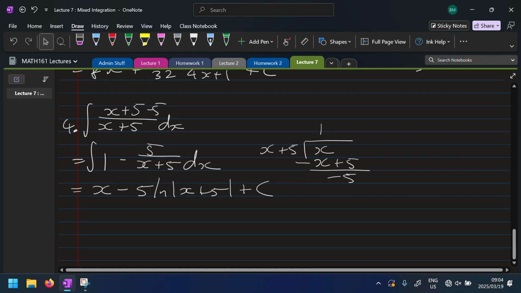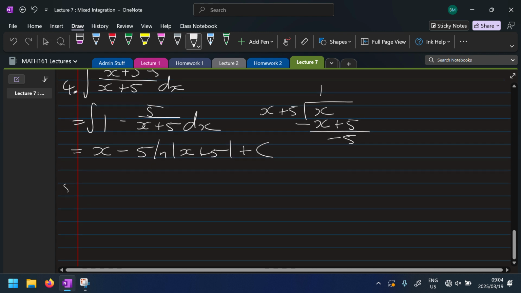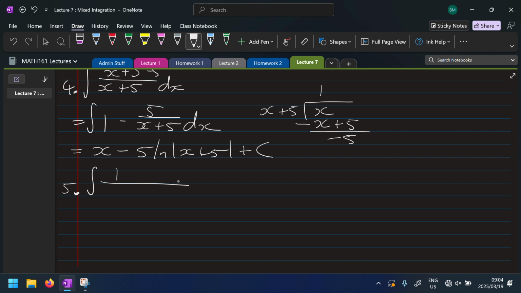Number 5. We have the integral 1 over x plus 2.